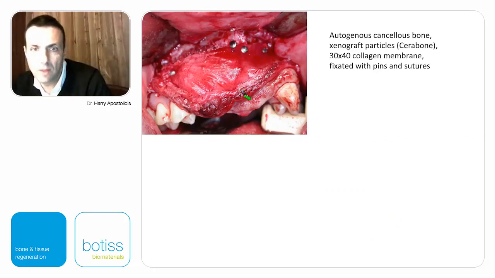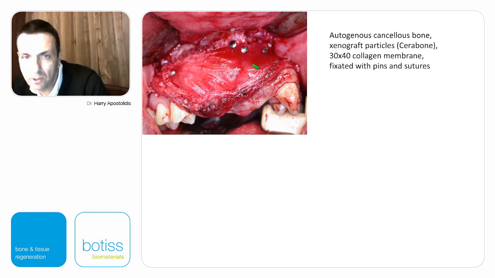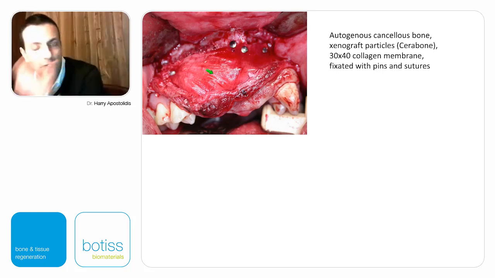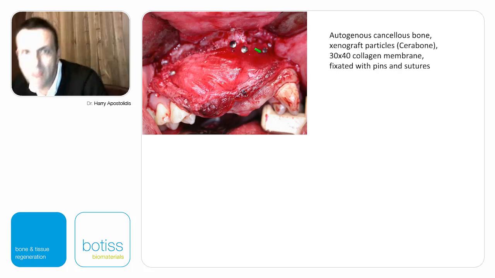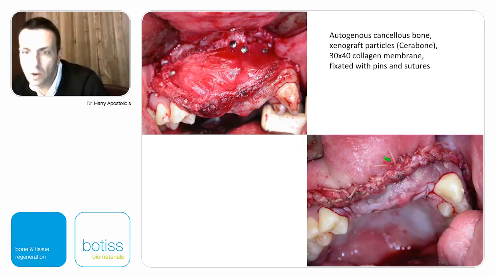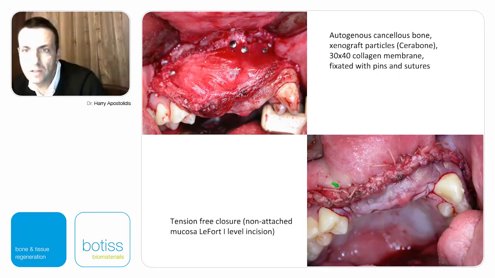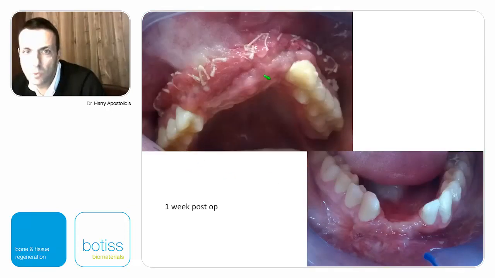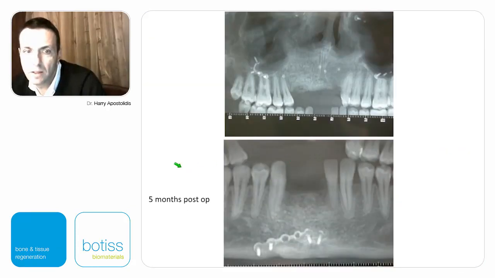And here we have placed our 30 by 40 membrane first, sutured under our palatal flap. We pack our particulate graft, which is the autogenous cancellous graft, along with the xenografts, and then we turn the membrane around and we pin it on the buccal side of the maxilla. So this immobilizes the whole graft. We close primarily tension-free, and that's 1 week post-operatively, and that's the 5 months post-op.